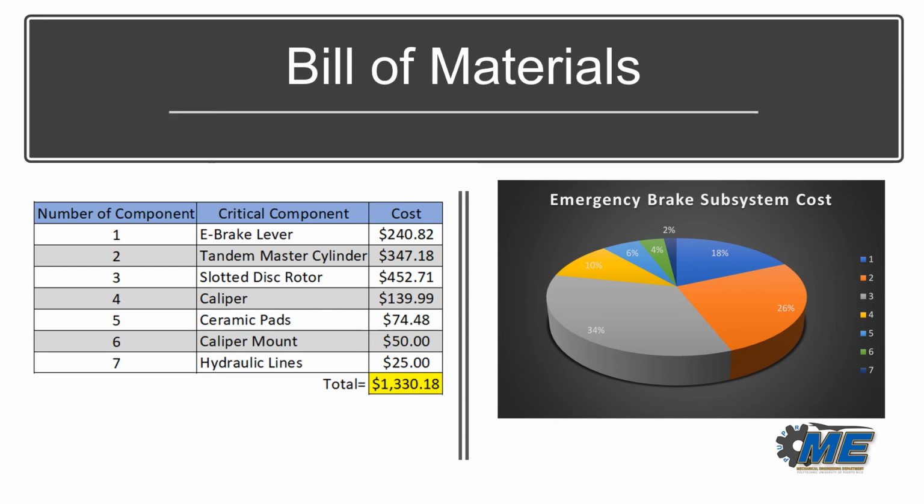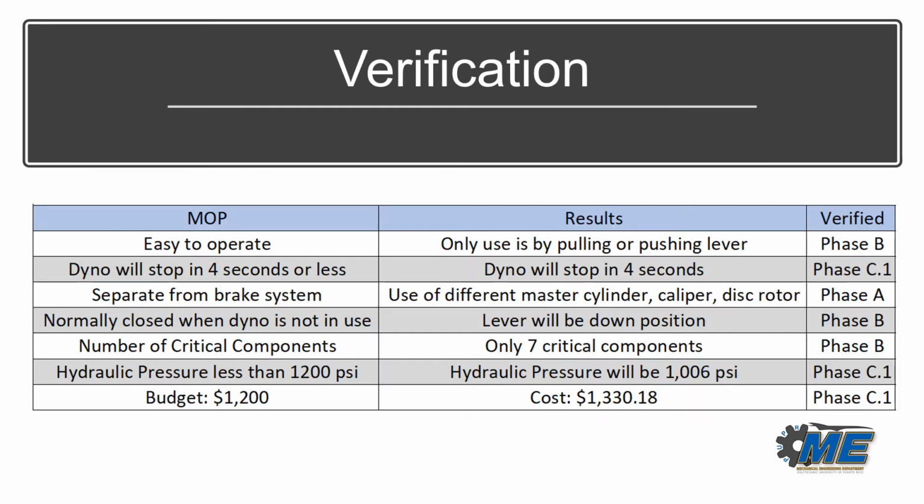On the pie chart, you can see how the $1,330 are dispersed. Now verification, the MOP versus the results, and in which phase it was verified. First, we have easy to operate. This was verified in phase B, where you're only going to be pulling or pushing the mechanical actuator. Second MOP was that the dyno had to stop in 4 seconds or less. This was verified in this phase with the detailed analysis, where we actually proved that it will stop in 4 seconds.